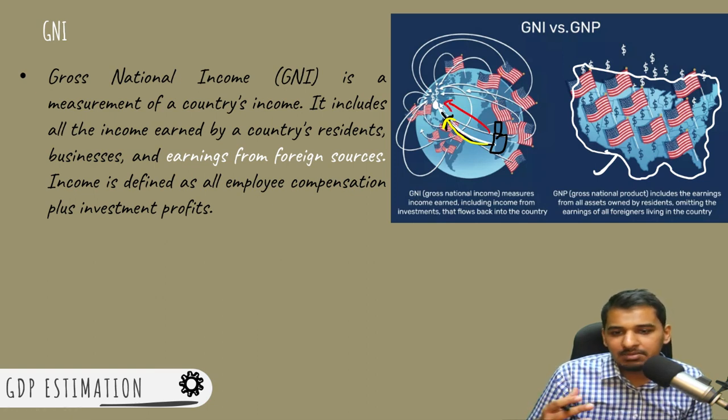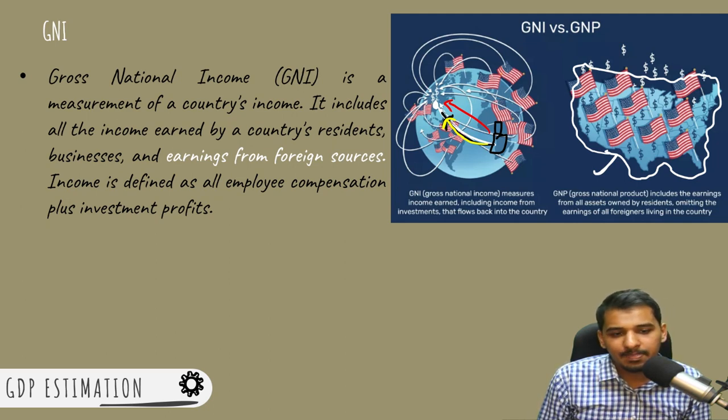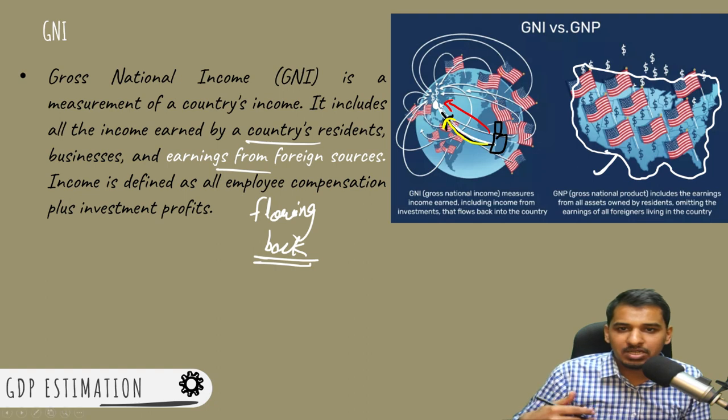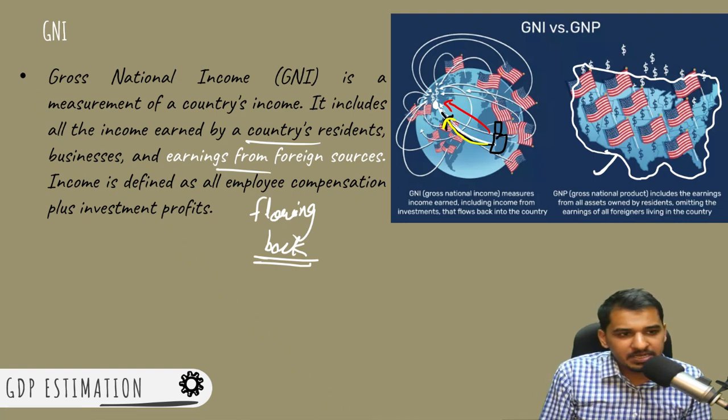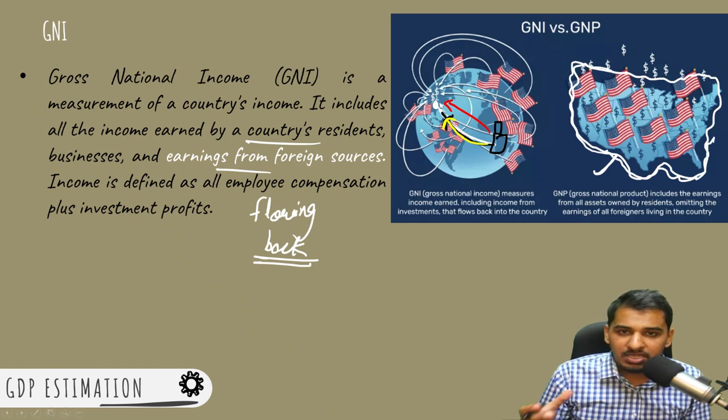So all the incomes earned by the country's residents and businesses, and earnings from foreign sources, that flows back to the country. This is important: all the income that is flowing back to the country is part of GNI. In the case of GDP, it will be all the income which is taking place in the domestic territory. In the case of GNP, it will be the income of all the residents wherever it is taking place.